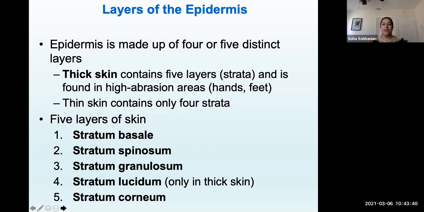The only note that you need to make for this slide, other than the order of them, is that the stratum lucidum is only present in what we call the thick skin, which is things like the bottom of your hands and your feet. So things that are at a possible risk of being penetrated because of your external environment have that extra layer or additional protection in the form of a stratum lucidum.